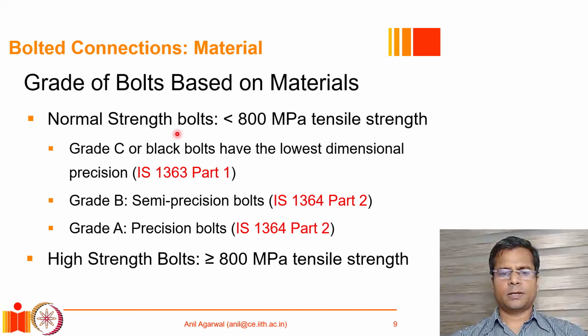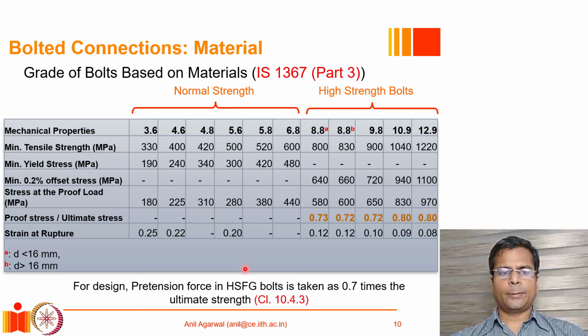Within that, there are three classifications, A, B, and C, which are based on the geometrical precision or geometrical accuracy of the dimensions. The high strength bolts are the ones that have greater than or equal to 800 MPa tensile strength. Typically, bolts are classified in terms of strength as these classes: class 3.6, 4.6, 4.8, and so on.